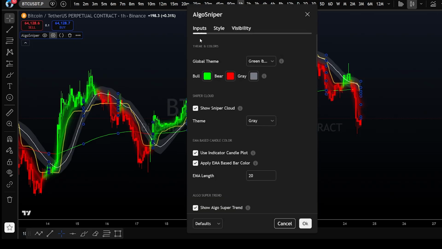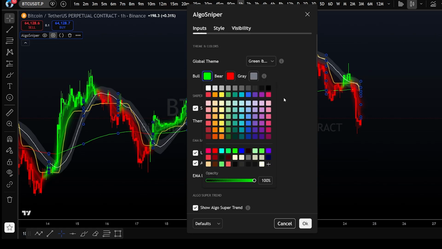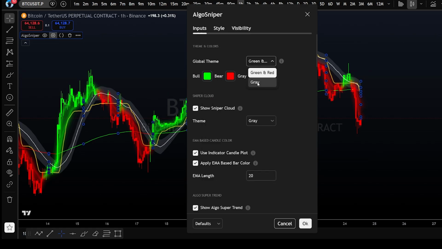We're going to first go to the inputs section. So you can see style, inputs, visibility. We're going to click inputs. The first is themes and colors. You guys can change the color of everything. You could change it to the gray theme for maybe a little bit more visibility. That's up to you. I will edit this in the near future and make it better.